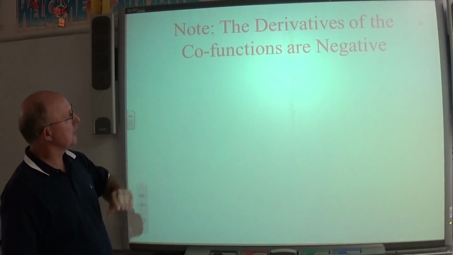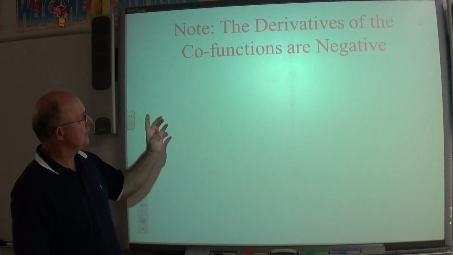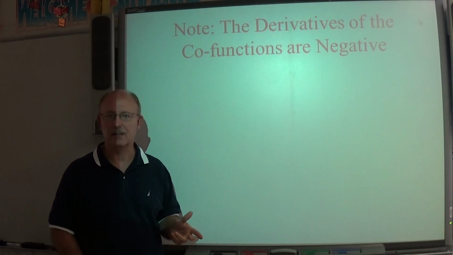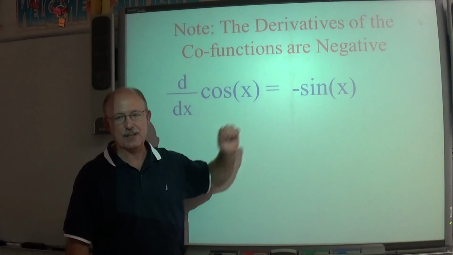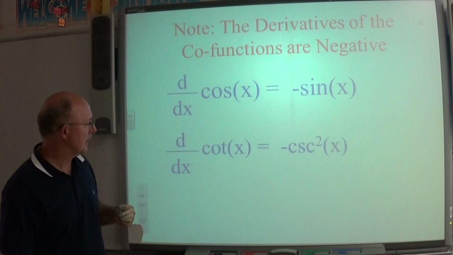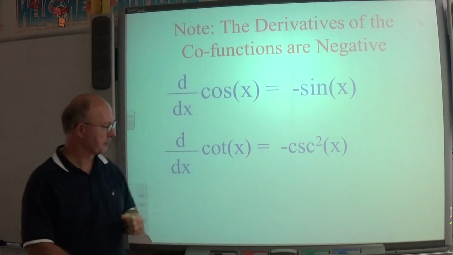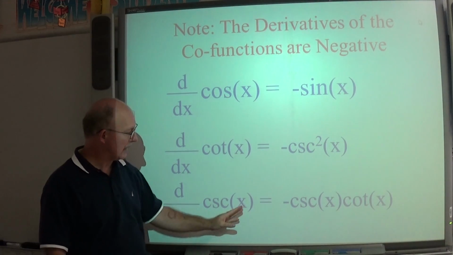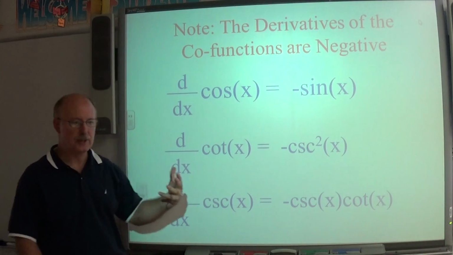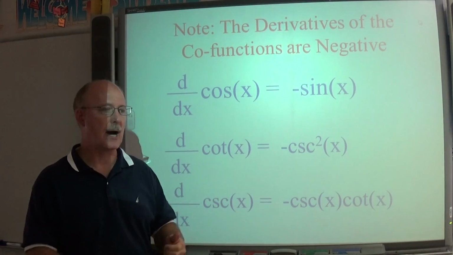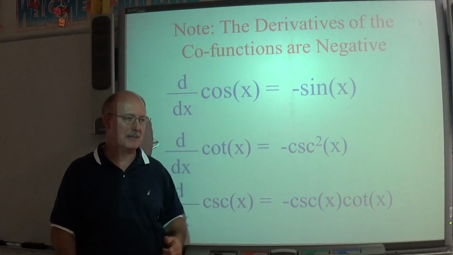Now, I want to point out an easy way to remember some of these: the derivatives of your cofunctions are all negative. The derivative of cosine x is negative sine x. The derivative of cotangent x is negative cosecant squared x, once again negative. And the derivative of cosecant x is negative cosecant x cotangent x, once again negative. So for your cofunctions, the derivatives are all negative, the others are not. I just wanted to throw that out. It may help you memorize those a little bit easier.